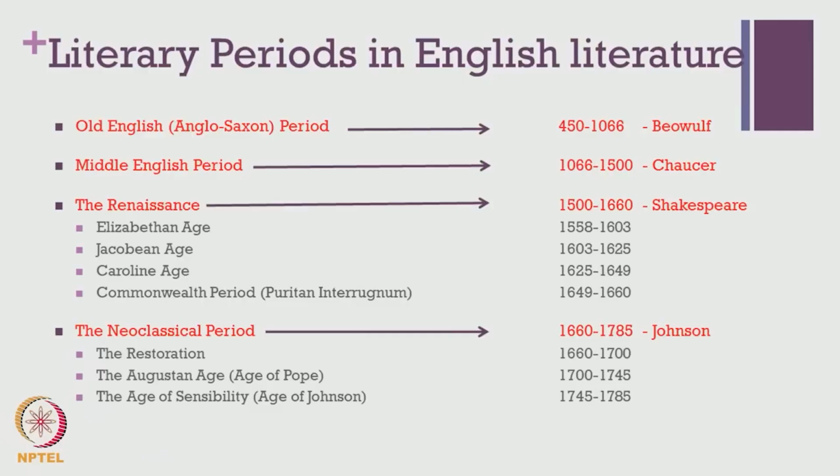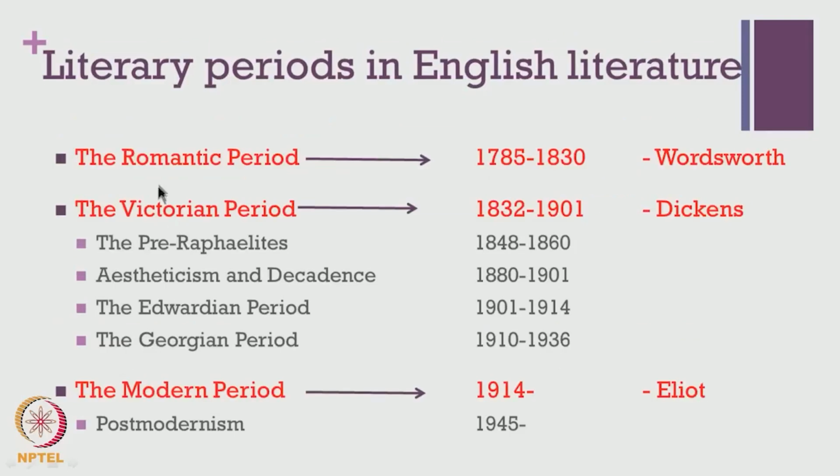But this is loosely the periodization which is followed in most of the dominant works on literary history. In this course also we will be more or less sticking to this form of periodization and highlighting the problematizations as and when they are required. In that sense we shall be beginning with the Old English period, through the Middle English period, then the features of Renaissance, moving on to the Neoclassical period and highlighting the Romantic period, through the Victorian age, and then moving on to the modern and the postmodern period.